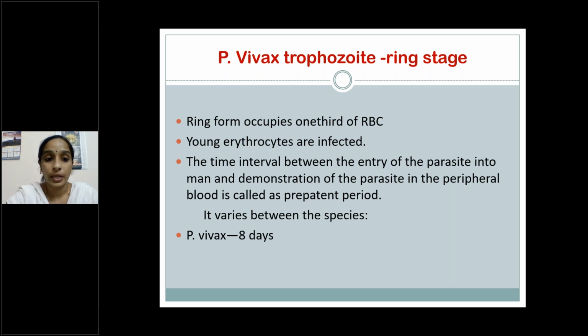erythrocytes. Here is one point, the pre-patent period. The definition is the time interval between the entry of the parasite into man and demonstration of the parasites in the peripheral blood, which is called the pre-patent period. This is 8 days for vivax and 10 to 12 days for falciparum.